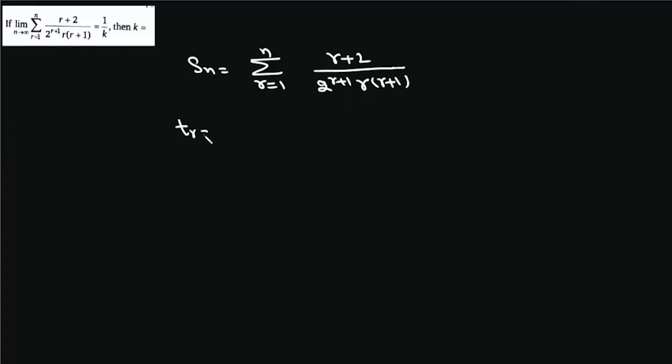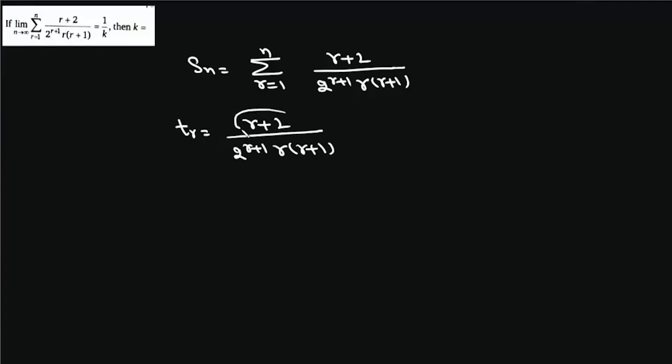Here the question is, if this limit of summation is 1 by k, we need to find the value of k. Now we can solve this question for infinite, but it's better to solve it for n. So first we'll find the sum of n terms, which is this summation, r varies from 1 to n, (r plus 2) upon 2 to the power (r plus 1), and this is r into (r plus 1). Now its general term, rth term, is (r plus 2) upon 2 to the power (r plus 1), and this is r into (r plus 1).